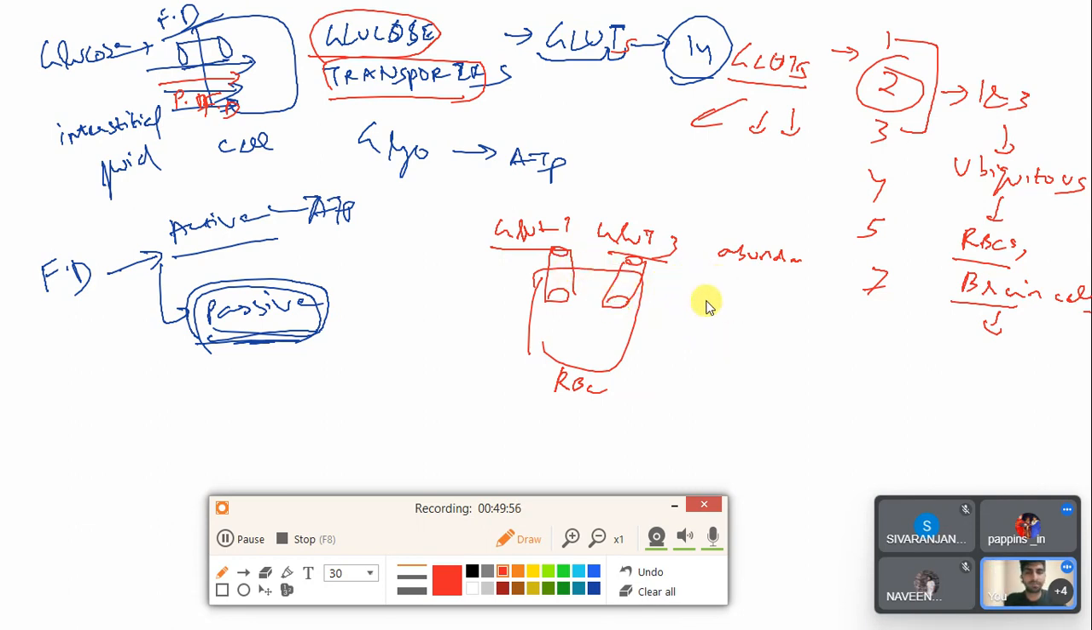I'll tell you about the other GLUTs too. Now that we've covered GLUT 1 and 3, let's talk about GLUT 4. You know that insulin plays a major role in the movement of glucose. When we eat anything, insulin is secreted, because when there is a higher amount of glucose in our blood, insulin is released, and then insulin goes and binds to certain receptors, and sends a signal.